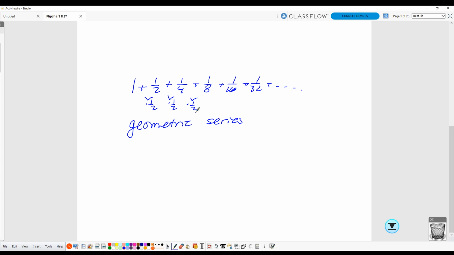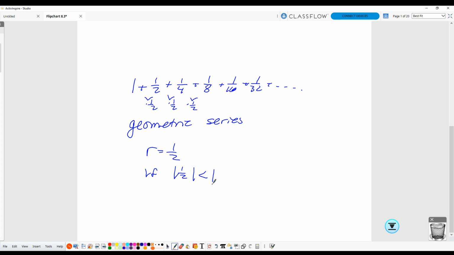Seth, why do you know that this one is going to converge to a specific value? Because I took pre-calc. It's intuitive to him. R, the number we're multiplying by, the ratio, is 1/2. It's less than one. We learned that R is between 1 and 0. If the absolute value of R is less than 1, it's going to converge.